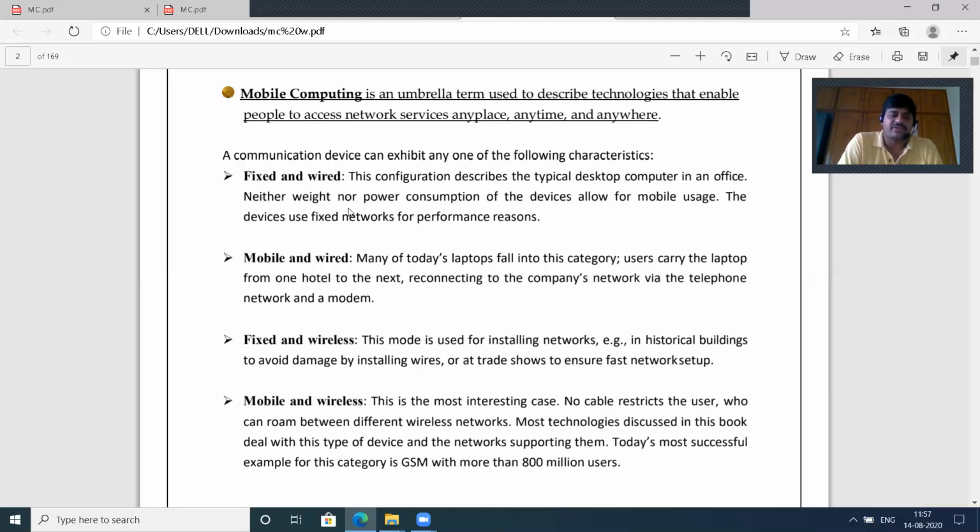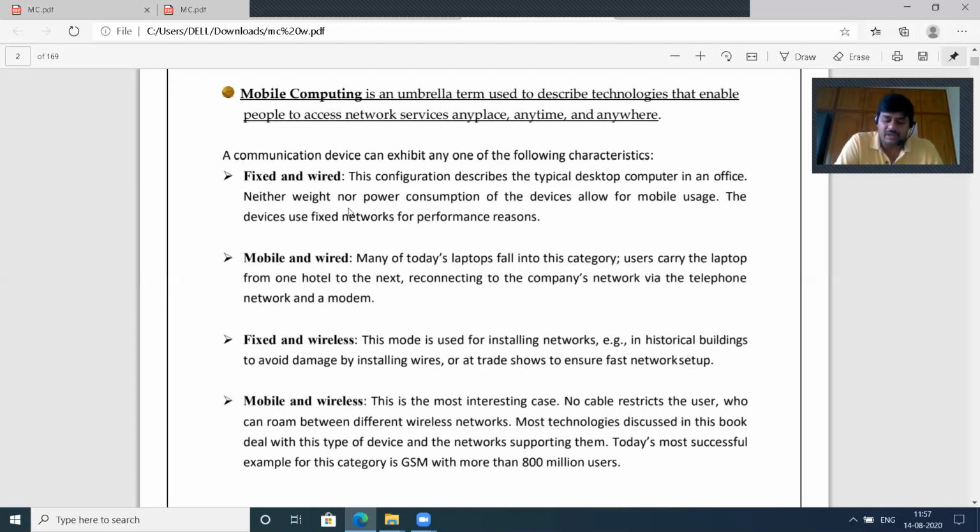Today, most of the persons are using internet services by using GSM. More than 800 to 900 million users are using the internet by using GSM services. GSM means Global System for Mobile Communication.